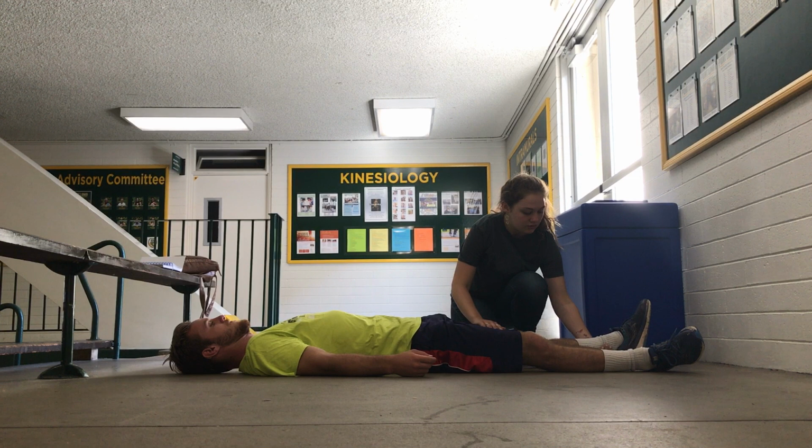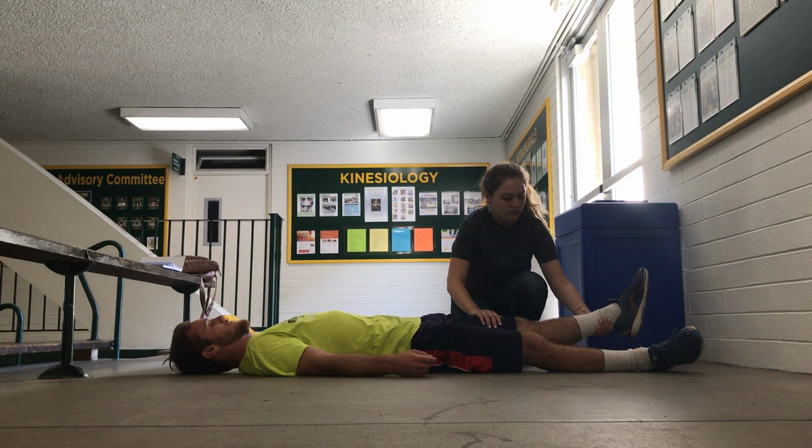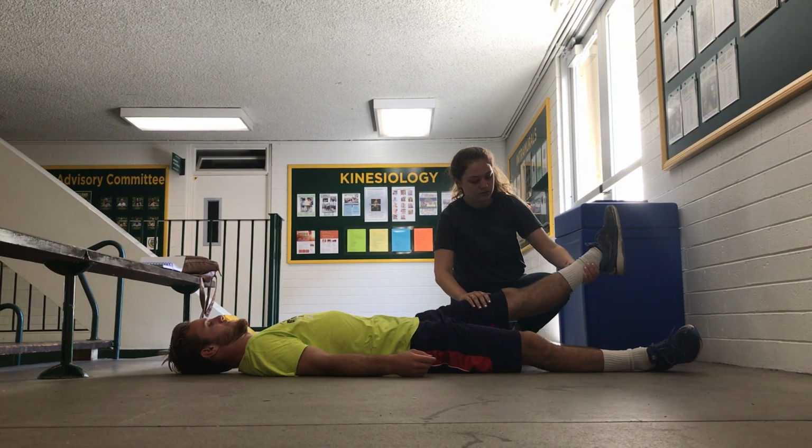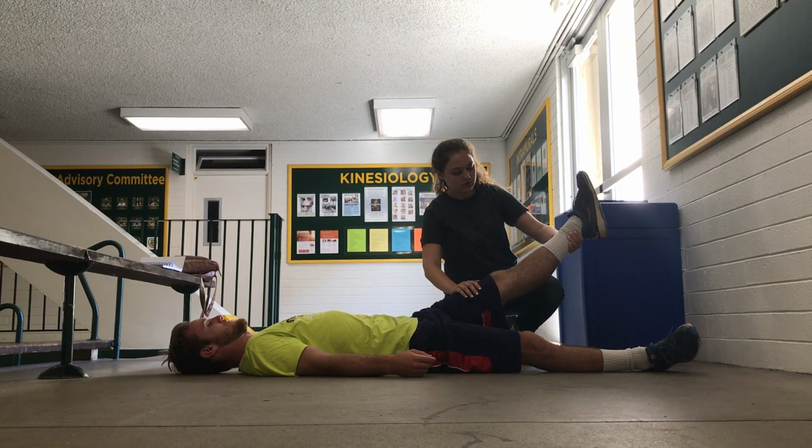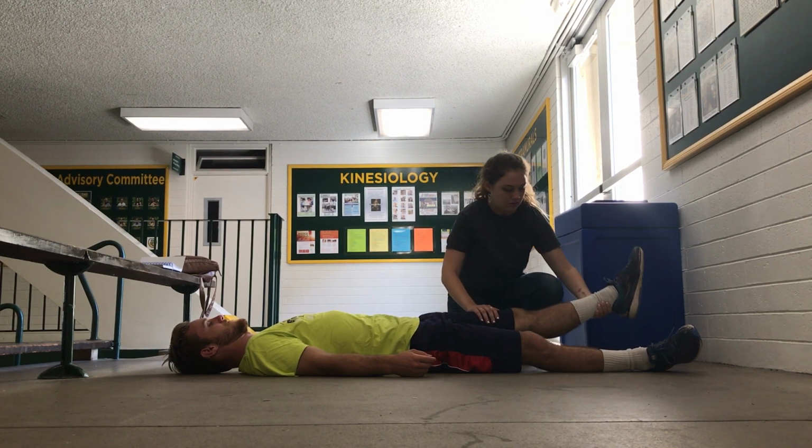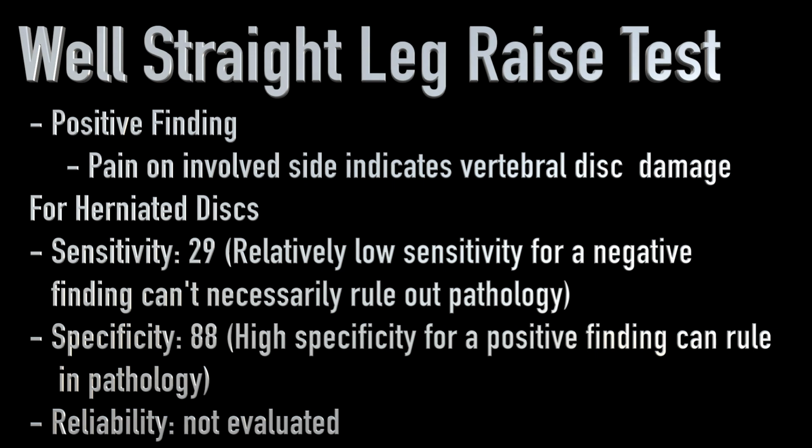For the Well's straight leg raise test, the patient is going to lie supine on the table. The examiner places one hand on the anterior aspect of the uninvolved leg, slightly superior to the knee, and the other hand around the ankle at the ipsilateral calcaneus. And then the examiner is going to passively flex the subject's uninvolved hip while maintaining the knee in an extended position. If there's a complaint of pain on the involved side, it can indicate a positive test, and it could be related to vertebral disc damage.